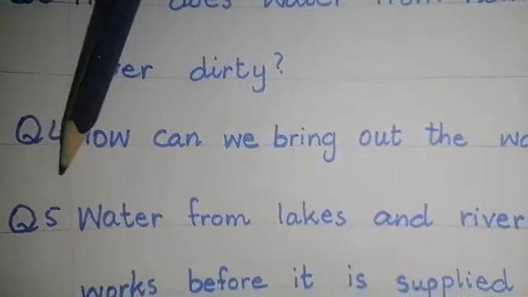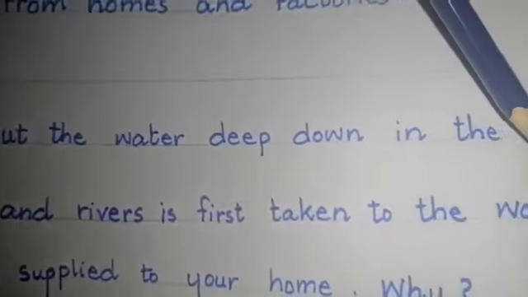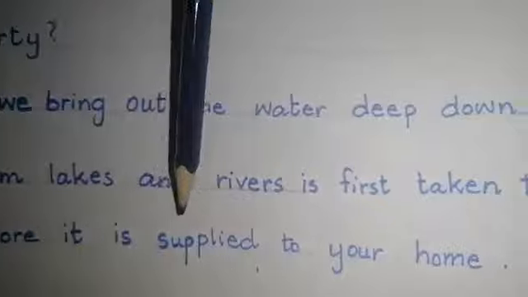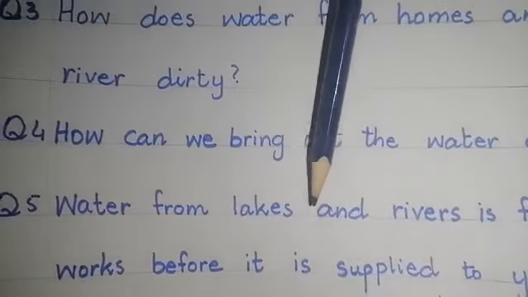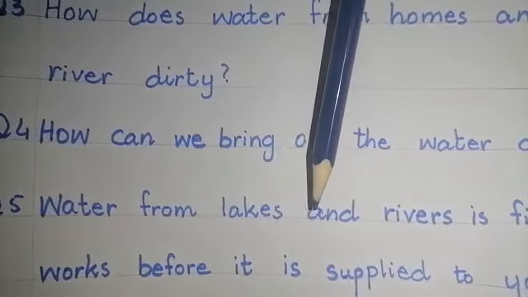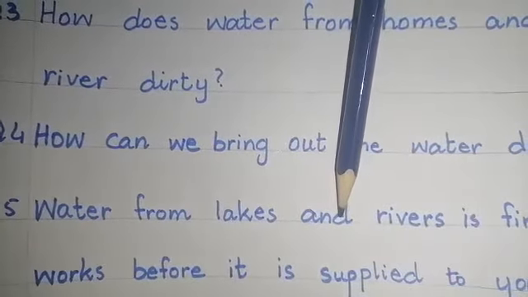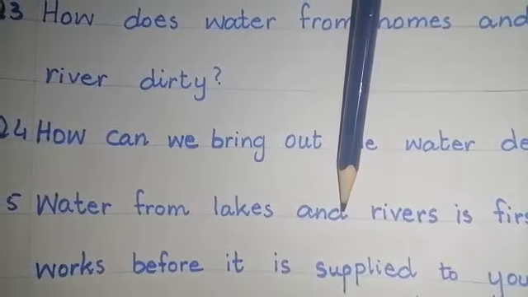Question number 5, water from lakes and rivers is first taken to the waterworks before it is supplied to your home. Why? So it is very clear. We have already discussed it. Now you people tell me, why is the water from lakes and rivers first supplied to the filter or machine or waterworks for cleanliness? Then it is supplied to our homes.